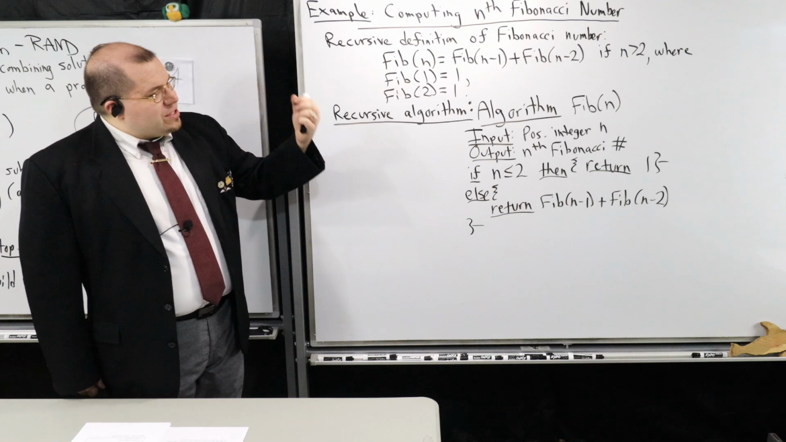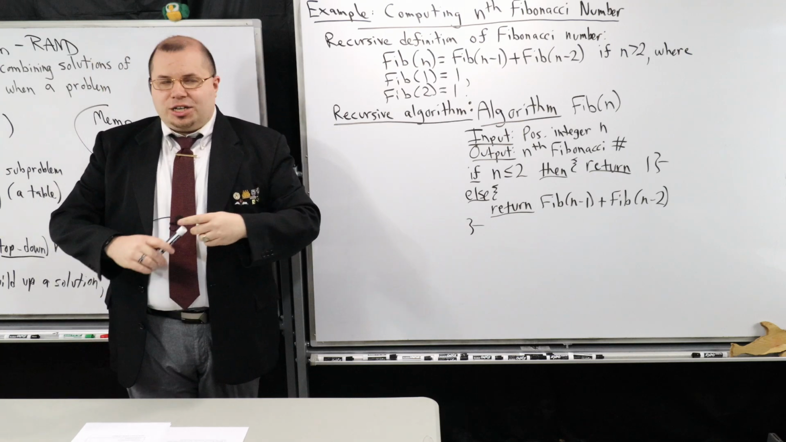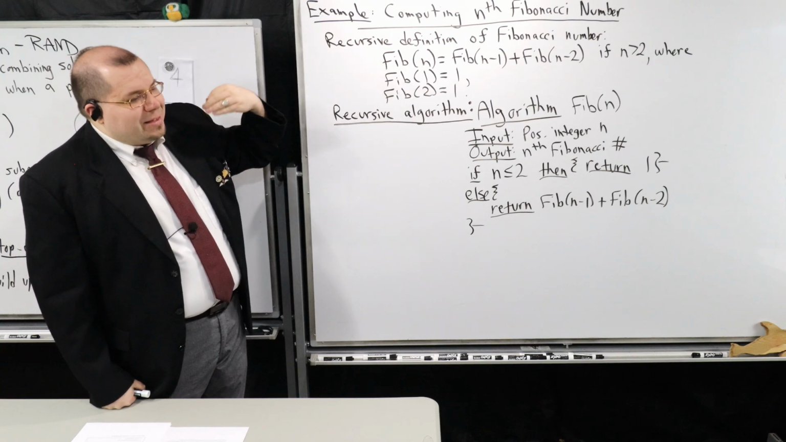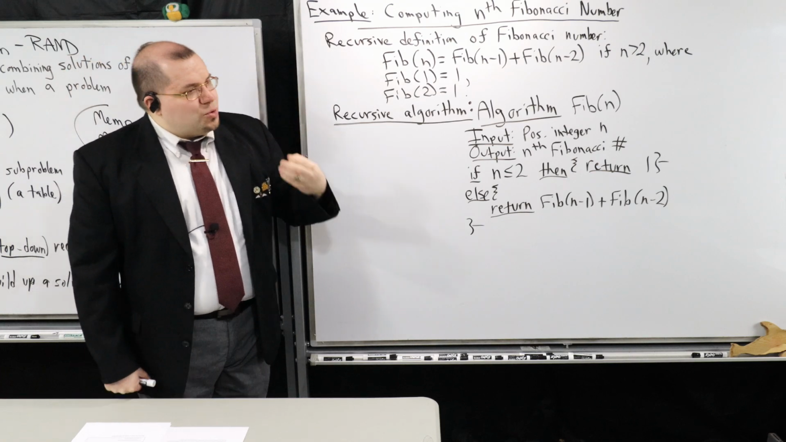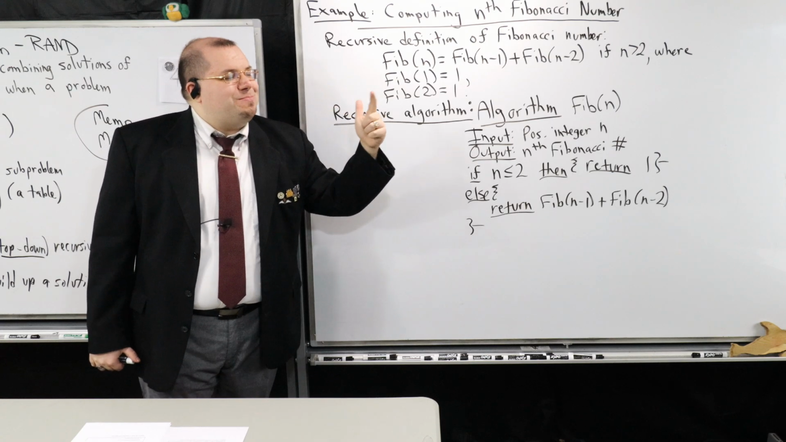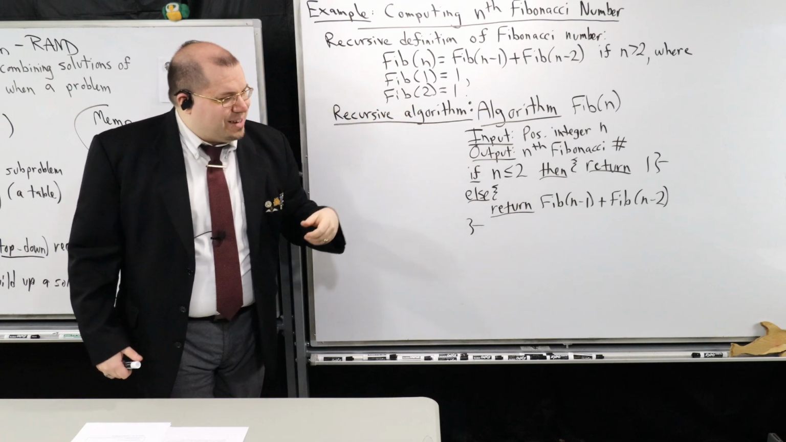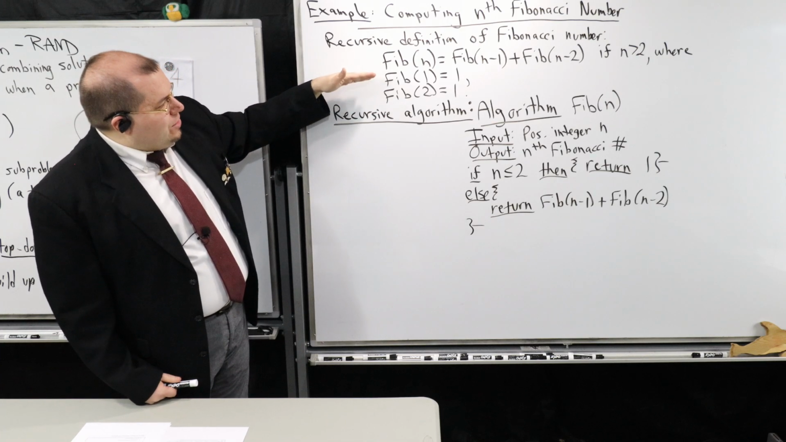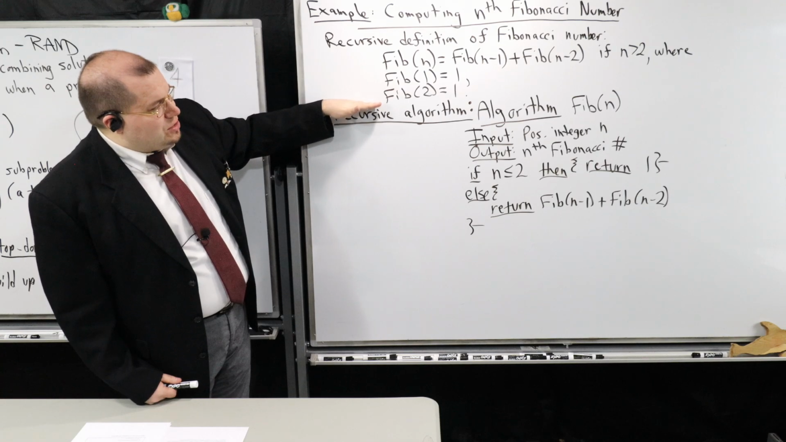So I want to first give you the recursive definition of a Fibonacci number. If I give you an arbitrary n that I want to compute, the way I determine that is from the previous Fibonacci number and then the one that's just before that one, and I add those two results together. But the first two Fibonacci numbers, at least in the way I'm going to define it here, is Fib1 is 1 and Fib2 is 1.